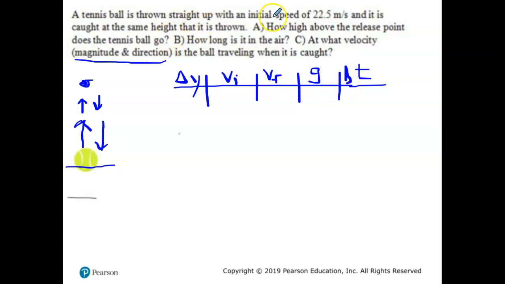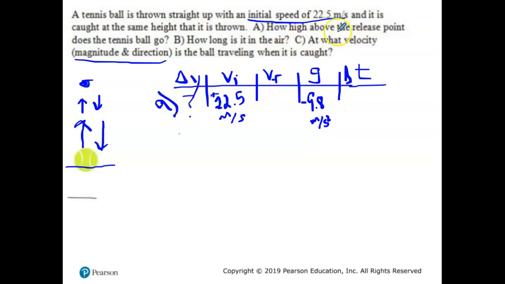So initial speed, 22.5, that seems pretty obvious. That's positive 22.5 meters per second. Gravity is negative 9.8, so I can always fill that in. That could be the first box if you wanted to do that all the time, meters per second squared. And then, again, it seems like we don't really have everything. The first question, part A, wants to know how high above the release point, so I'm going to write out a question mark here for A.